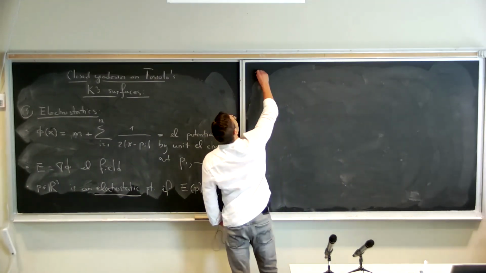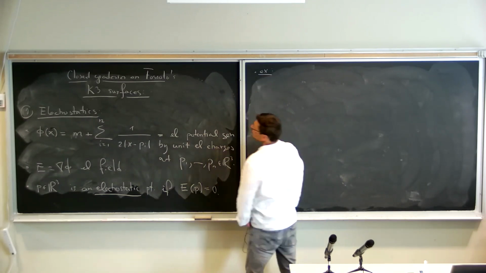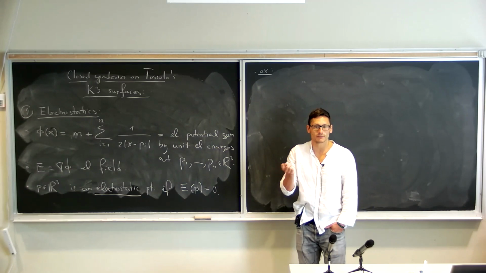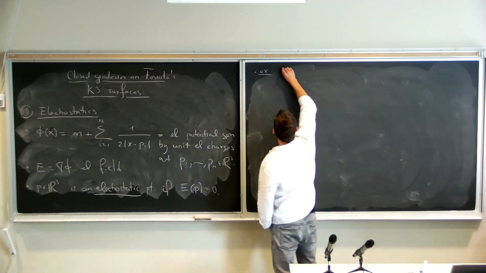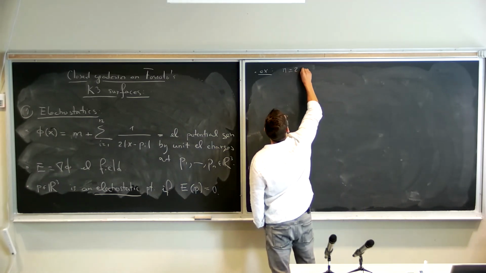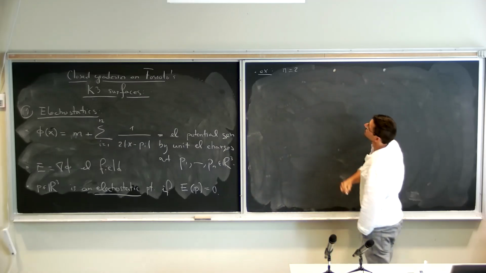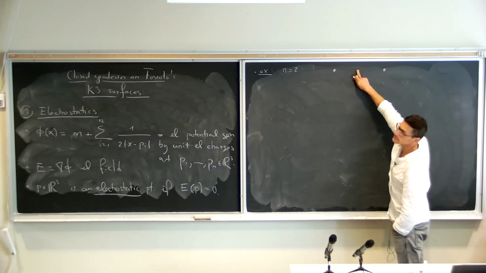let's see some examples. Of course, if I have just one charge, there is no electrostatic point. But let's say I have two charges. So the number of electric charges is 2. So I have one here, another one there. And of course, there is an electrostatic point right at the middle.